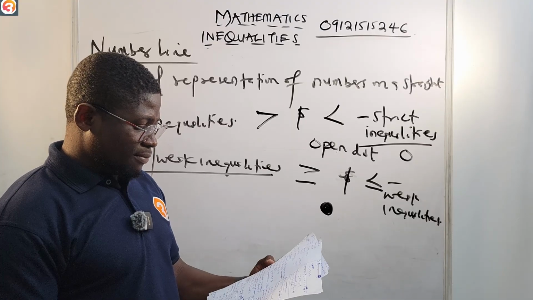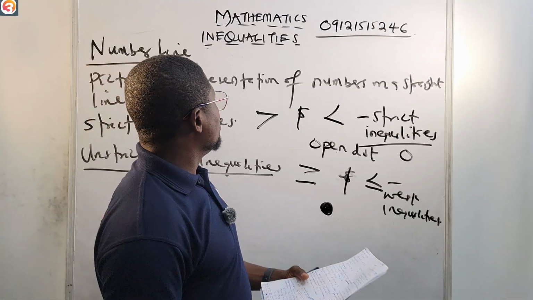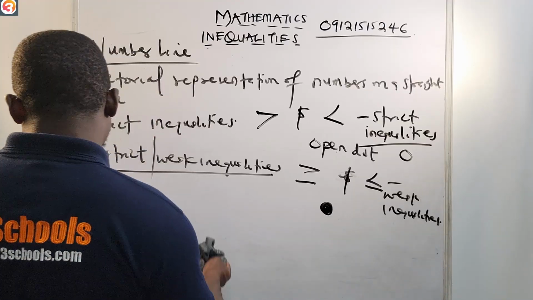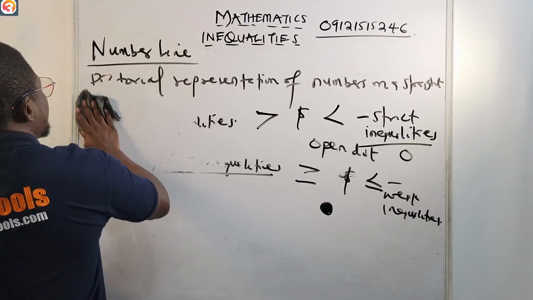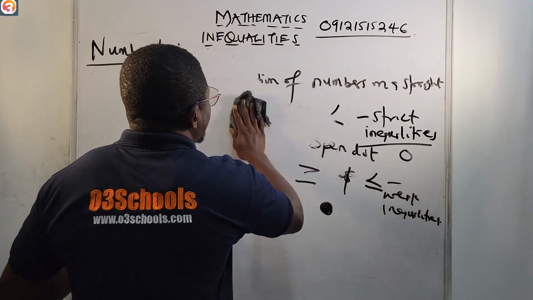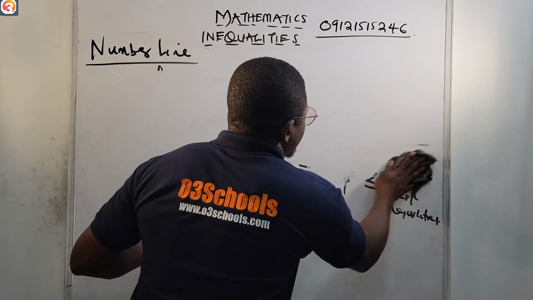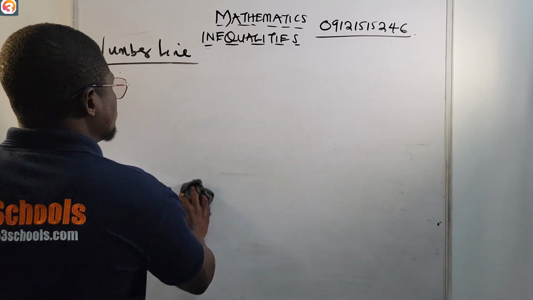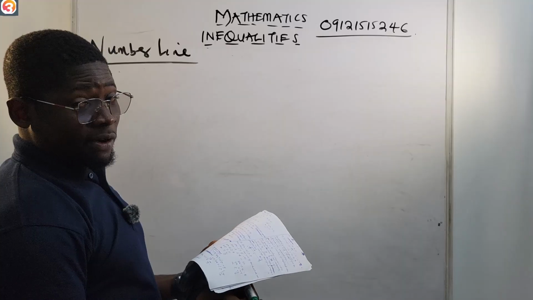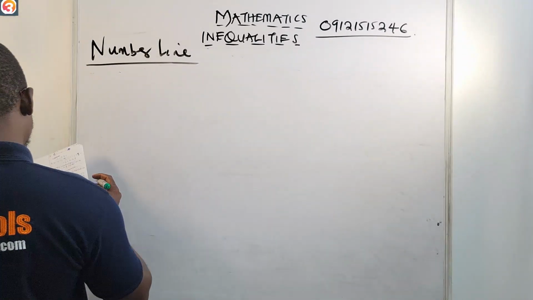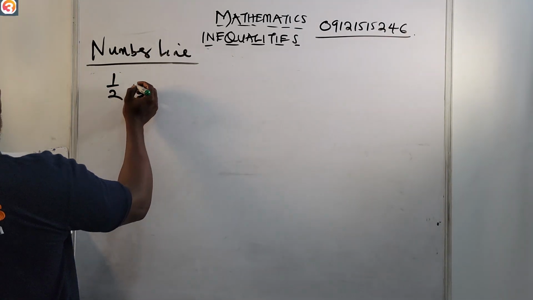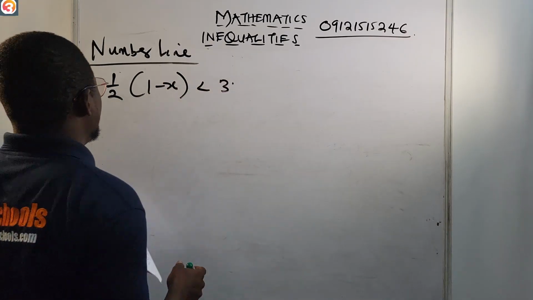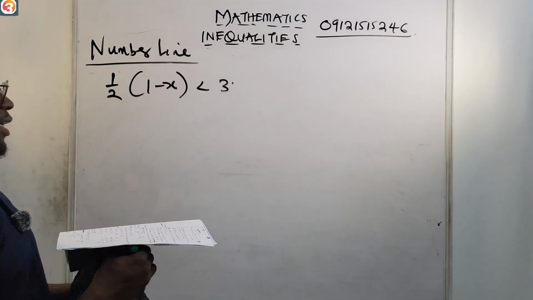Where did I write my number line questions? Okay, now we have one question here. What is the value of x for which one over two into one minus x is less than three? Okay, we're looking for this. So now what do we do?